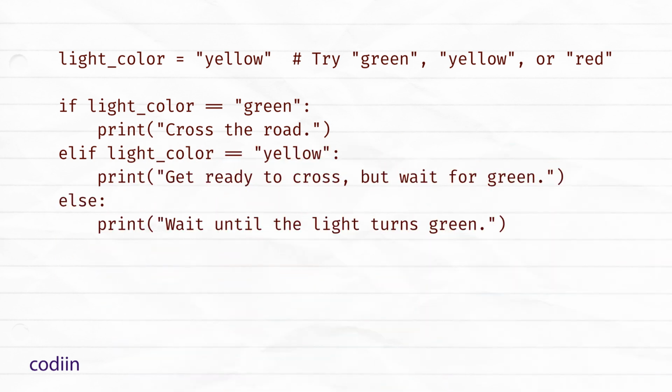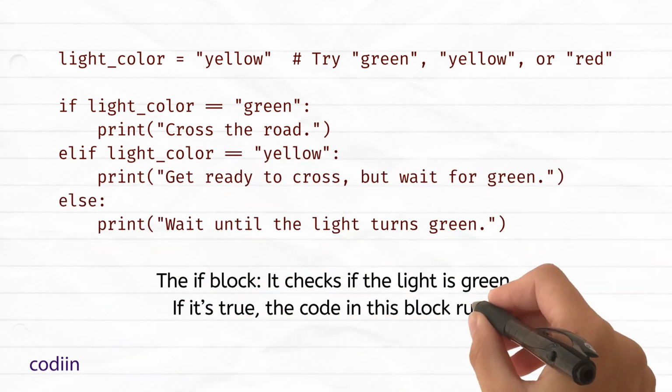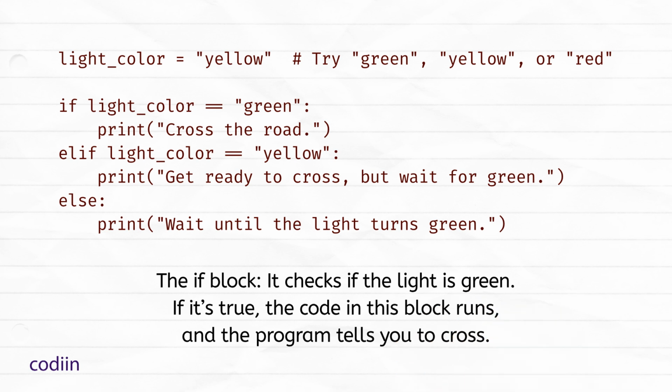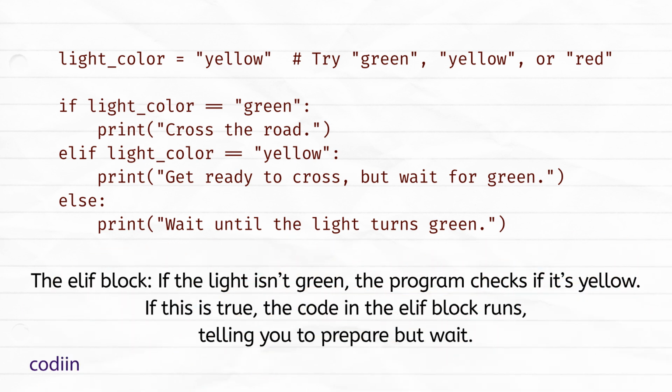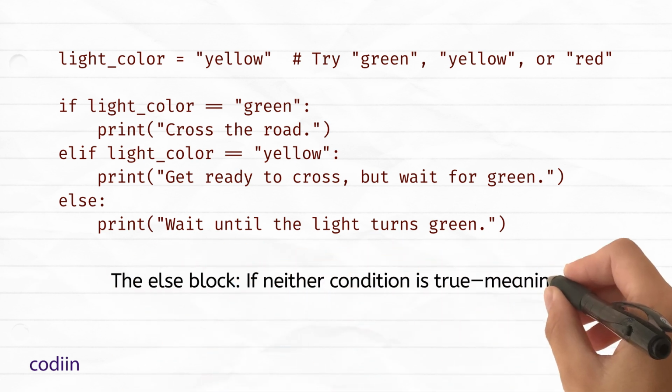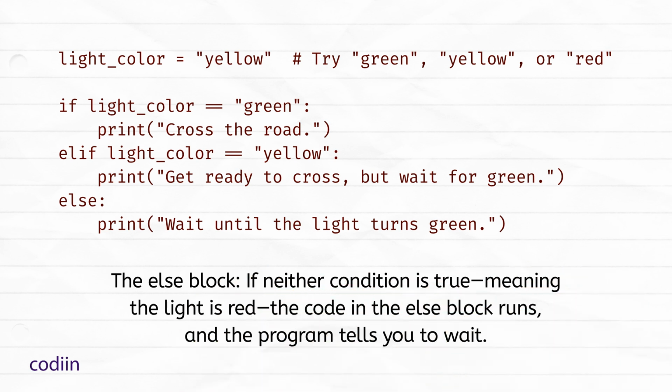Here's what's happening. The if block. It checks if the light is green. If it's true, the code in this block runs, and the program tells you to cross. The elif block. If the light isn't green, the program checks if it's yellow. If this is true, the code in the elif block runs, telling you to prepare but wait. The else block. If neither condition is true, meaning the light is red, the code in the else block runs, and the program tells you to wait.